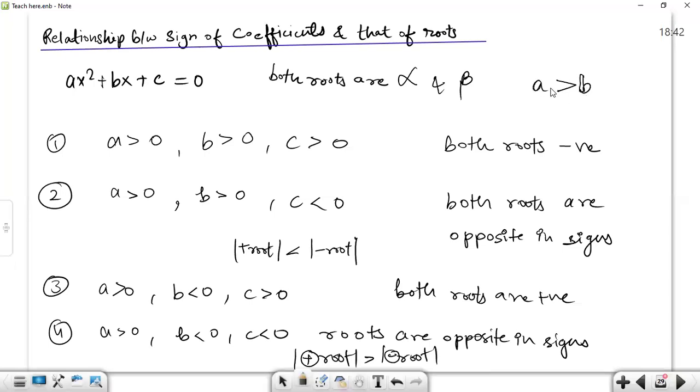So let me tell you a trick. Consider this as a Pokemon. Wherever the mouth is open, that will be a king, really bigger than the other one. So wherever the mouth is open towards, that thing will be greater. Okay, clear? Yes, sir.